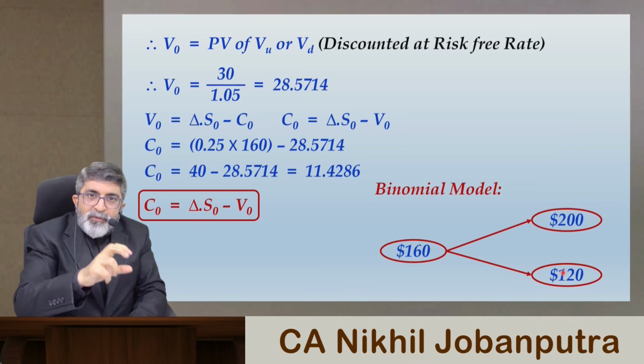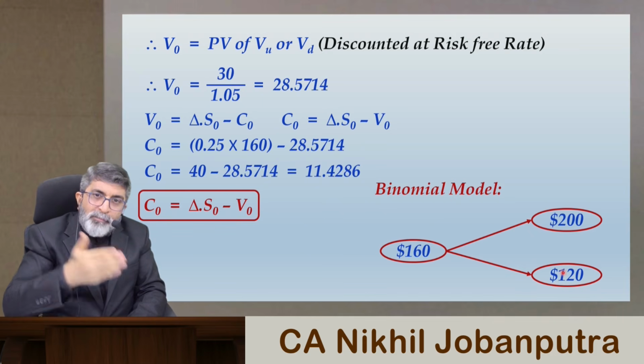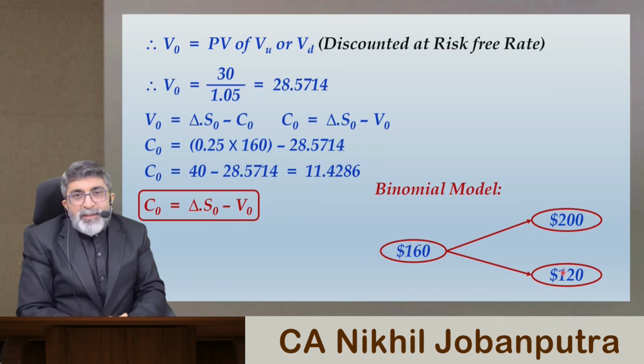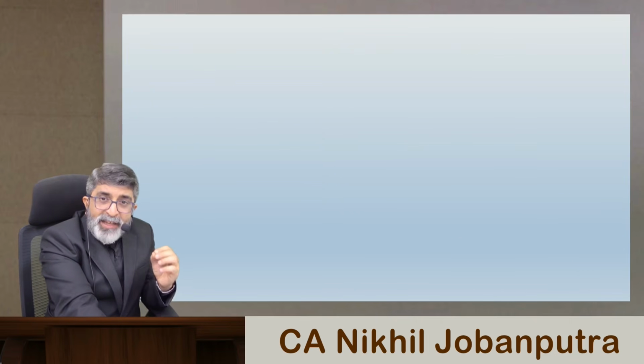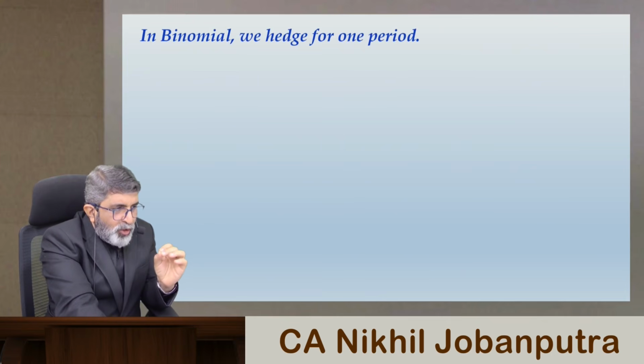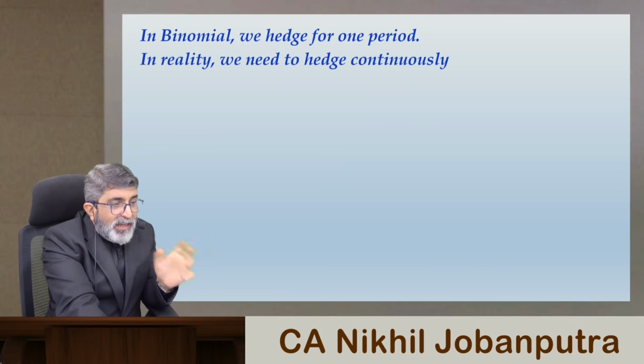That is where we are talking about the transition from the binomial model to the BSM model. So let me guide you on this part and explain this transition gradually, one by one. So in binomial, what we did in a single period binomial, we hedged for one period. In reality, we need to hedge continuously because prices are going to change continuously.